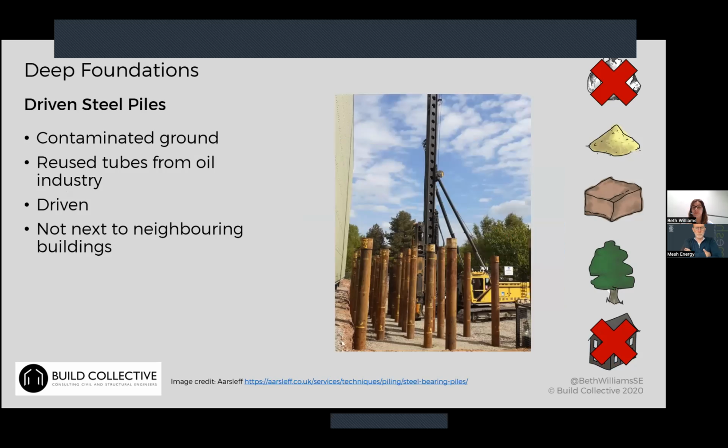You've also got just the standard steel driven piles. These are quite good for contaminated ground because often the tubes they're using are recycled tubes from the oil and gas industry, so they're quite high grade steel compared to most structural steel. So they're good for contaminated sites or sites where you've got particularly unstable ground.